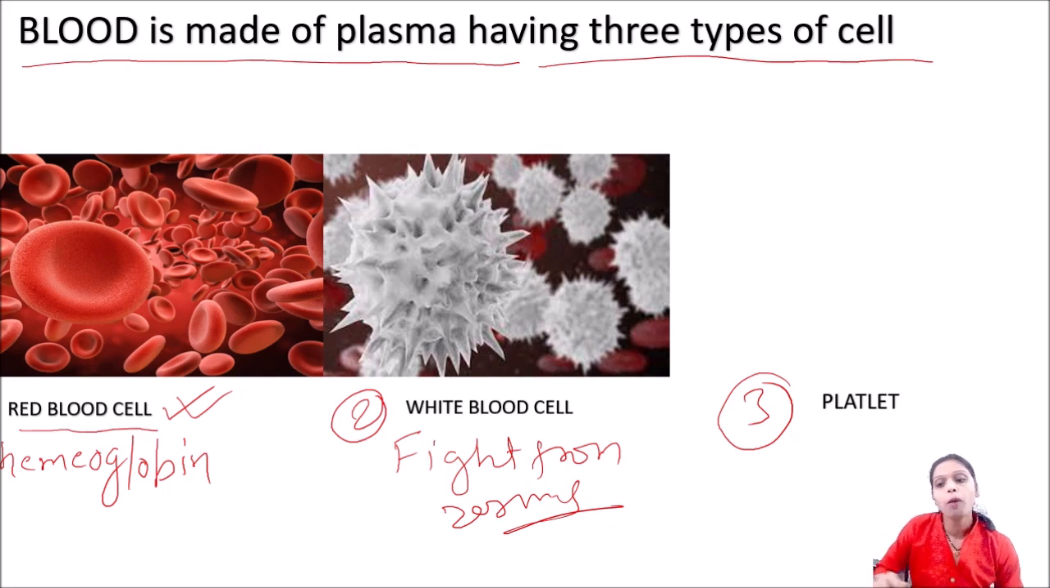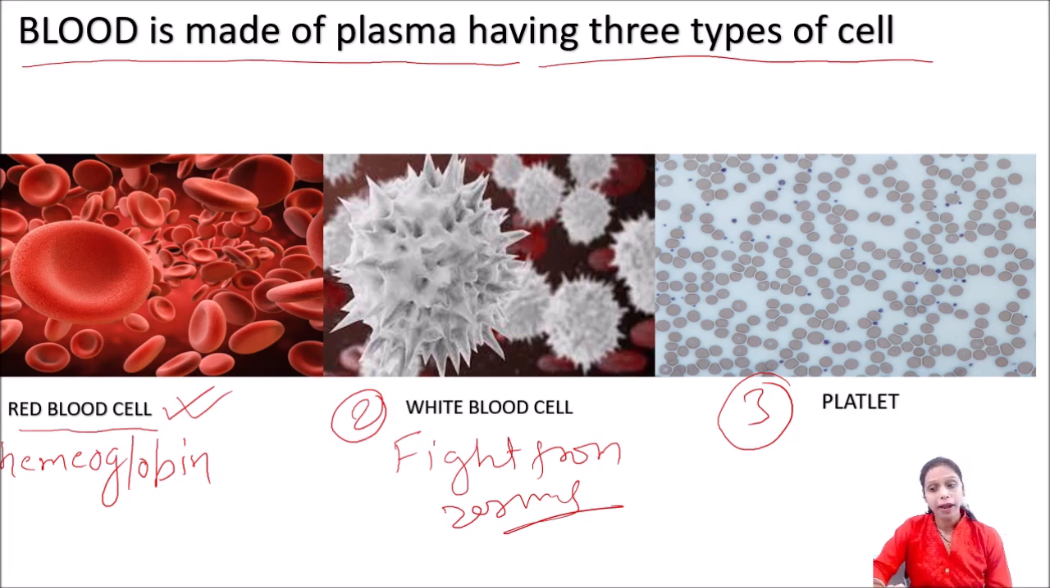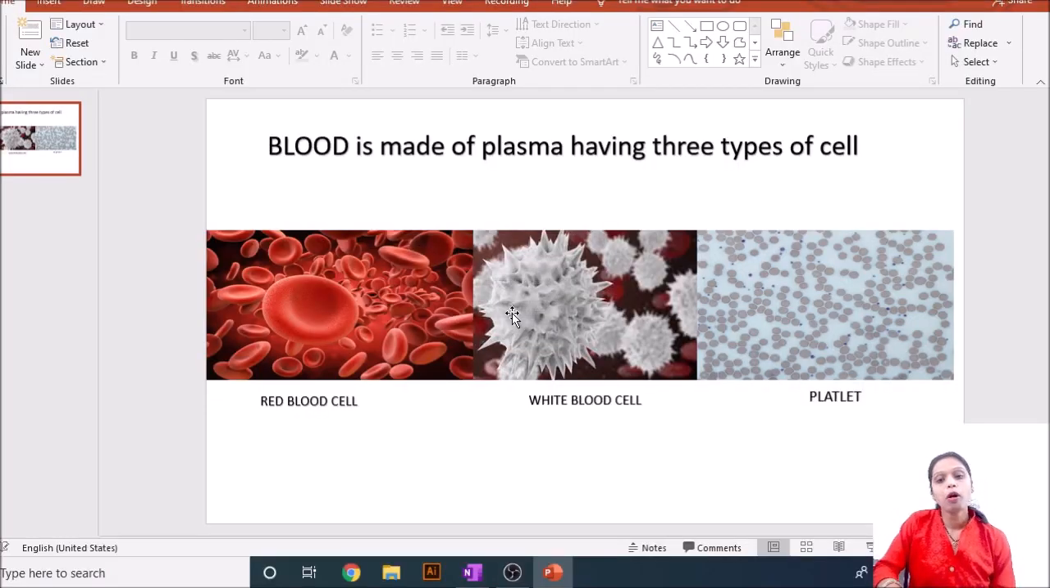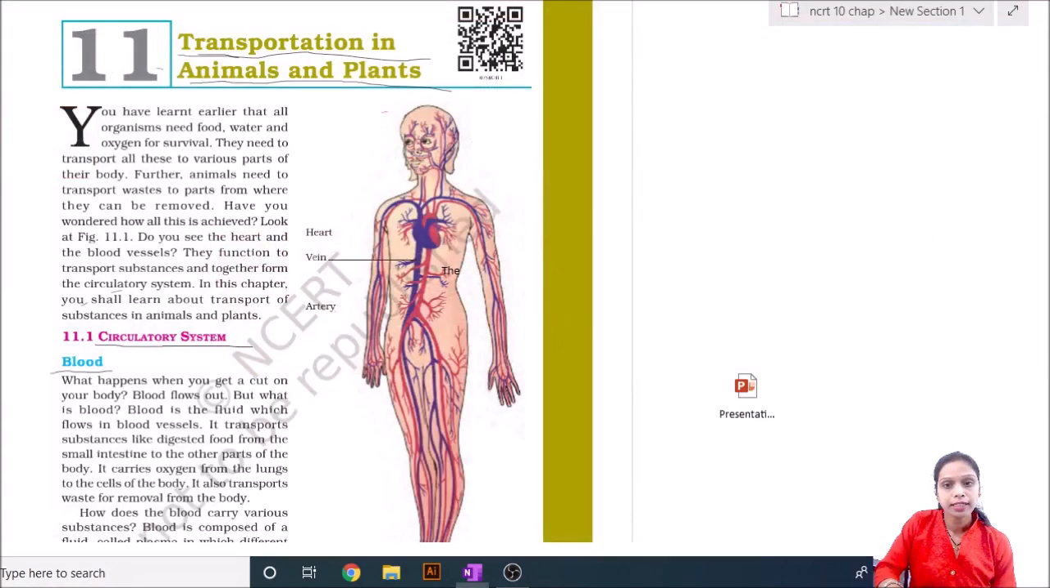And the third type of blood cell is the platelet. Platelets are very important. Sometimes you might have experienced that when your finger is cut, the blood comes out and then it clots within one or two minutes. Why? Because of the platelets this happens. So we have studied three types of blood cells here.